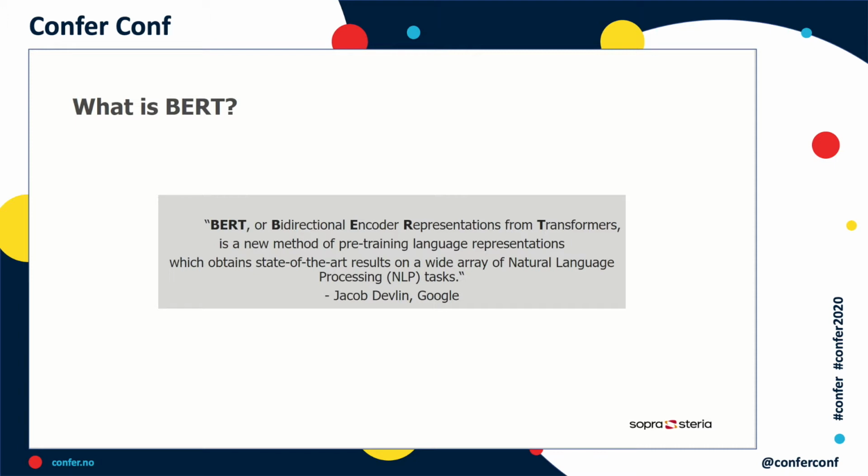To quote Jacob Devlin, who is one of the creators of BERT, BERT, or bidirectional encoder representations from transformers, is a new method of pre-training language representations which obtains state-of-the-art results on a wide array of natural language processing tasks, also called NLP tasks. Okay, so what does this actually mean?